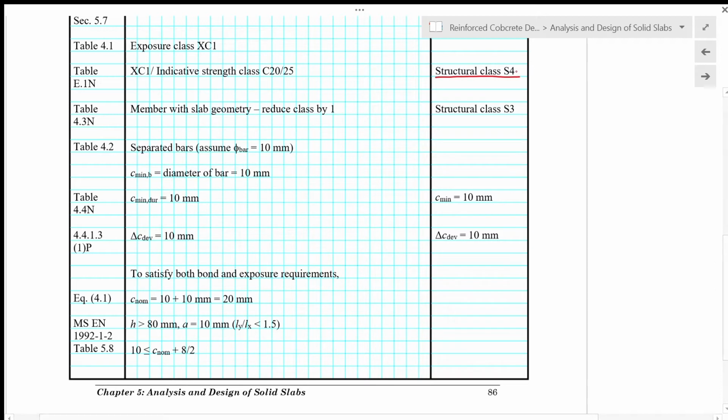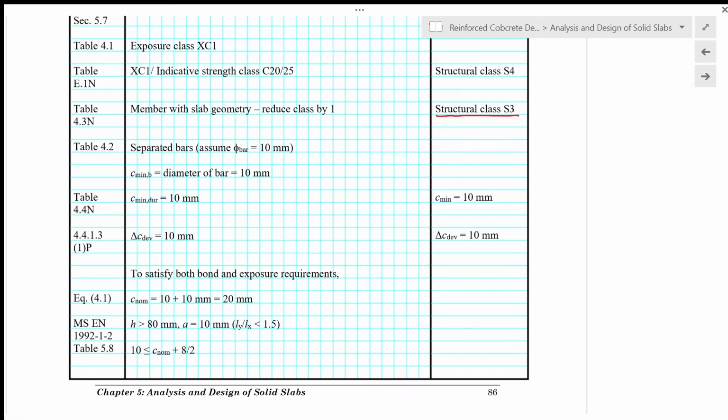So the structural class is S4. From Table 4.3N of Eurocode 2, for a member with slab geometry, we can reduce the class by 1, so it becomes structural class S3. When we go through all the other categories, there is no increase or decrease in structural class. So the structural class remains as S3 after considering Table 4.3N from Eurocode 2.